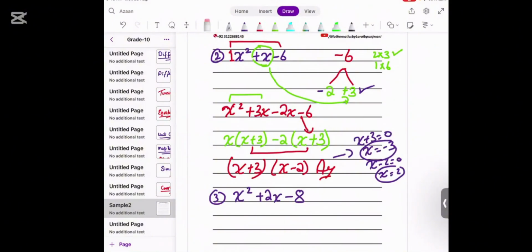Okay. x plus 4 and x minus 2. Okay, great. Well done. Very good. You are absolutely right.